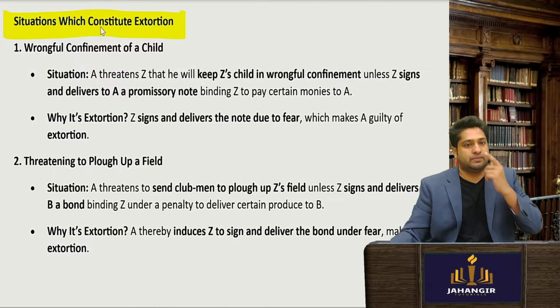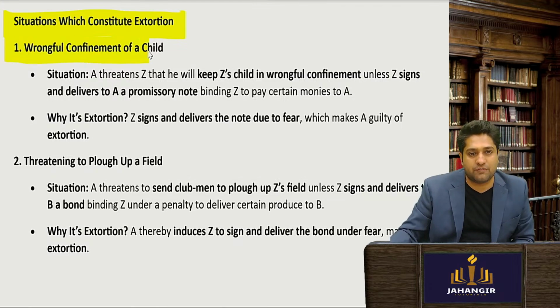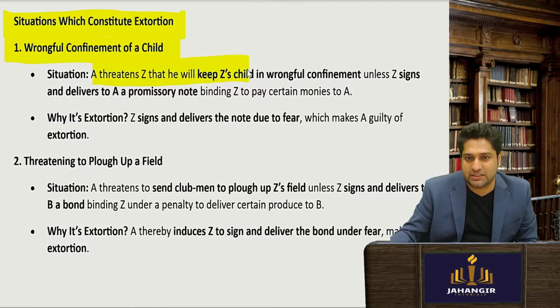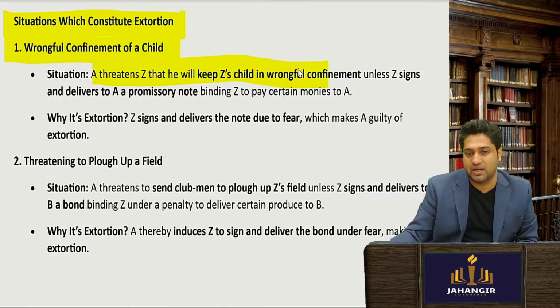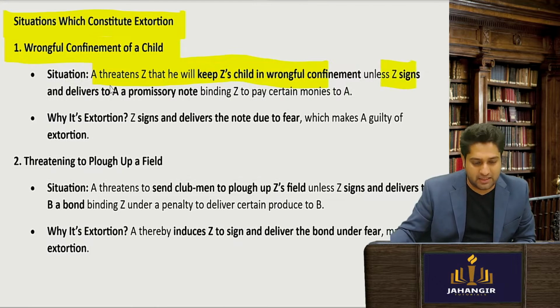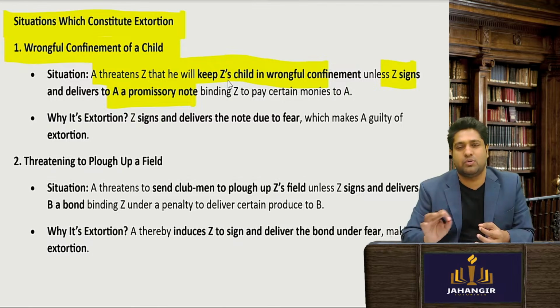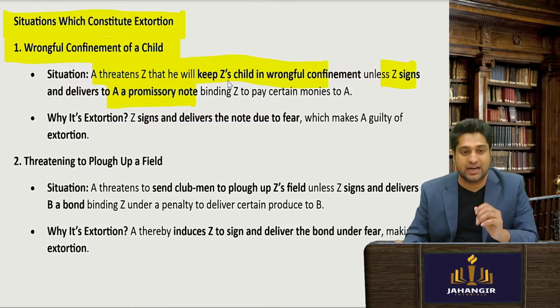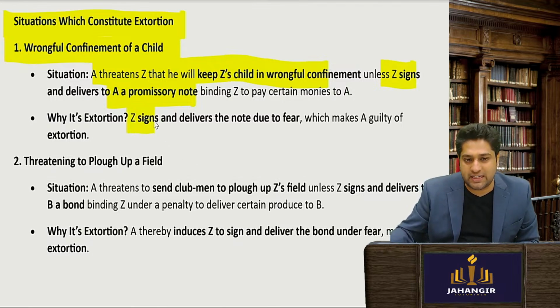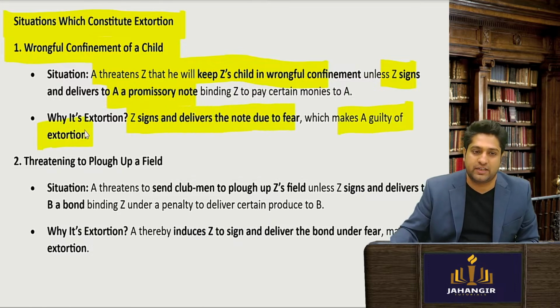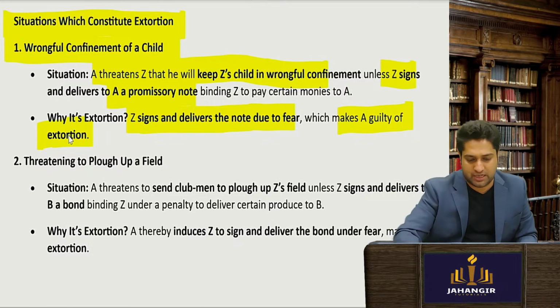Now we'll see situations which constitute extortion. First, wrongful confinement of a child. A threatens that he will keep Z's child in wrongful confinement unless he signs a promissory note. Okay, any note I want you to sign, otherwise I'll kill the child. So Z signs and delivers the note due to fear, and A is guilty of extortion. It will be guilty of extortion as we saw.